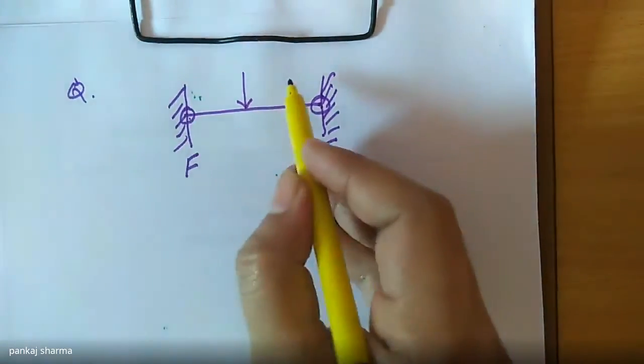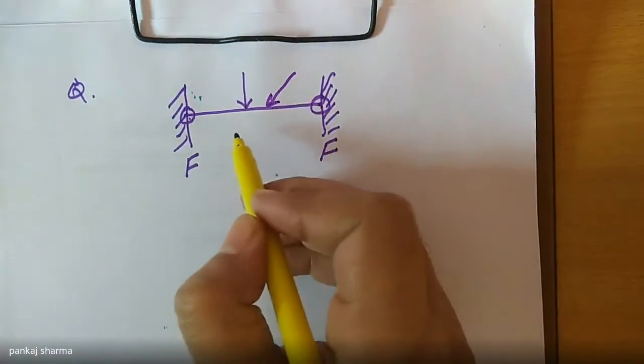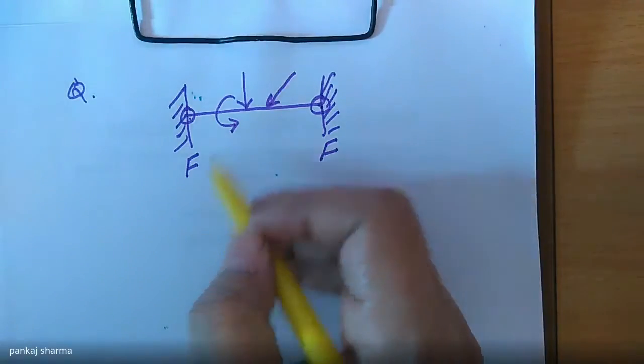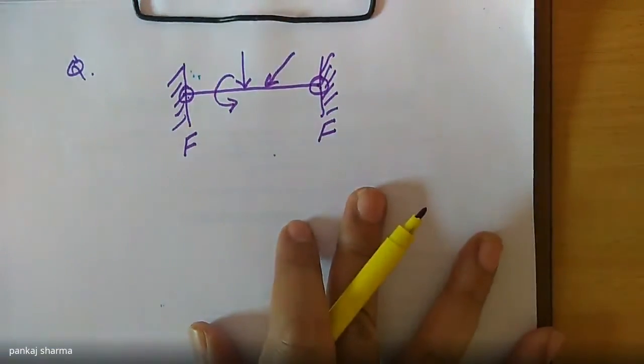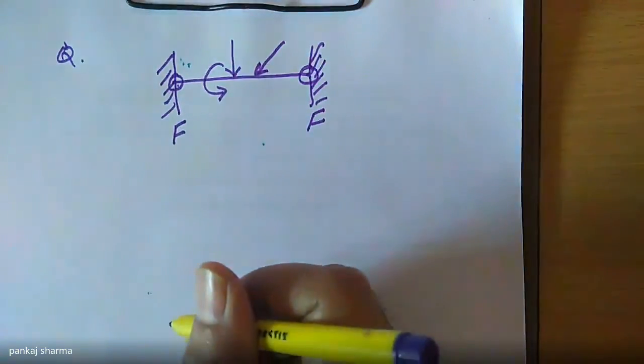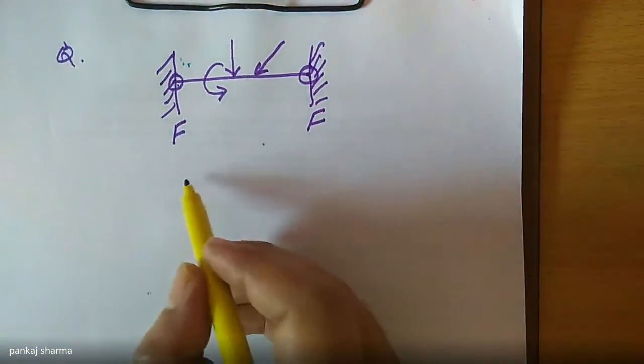Now, suppose a vertical force is there, an inclined force is there, a moment is there. All types of external forces are there. So we can check how many unknowns there are. First, primarily, how many unknowns?